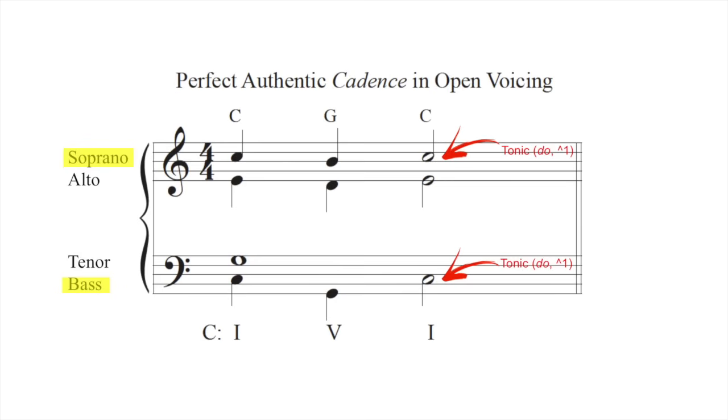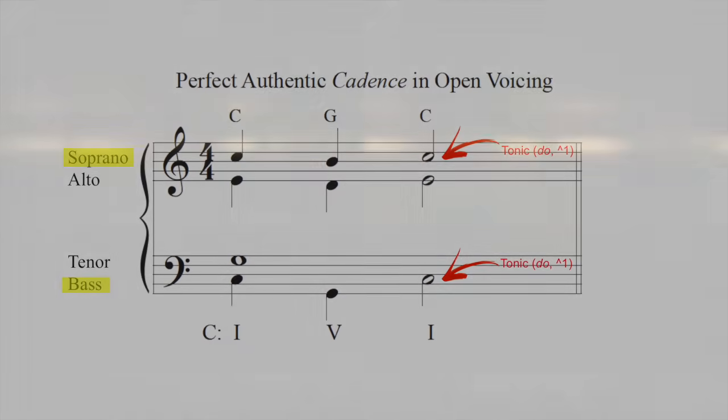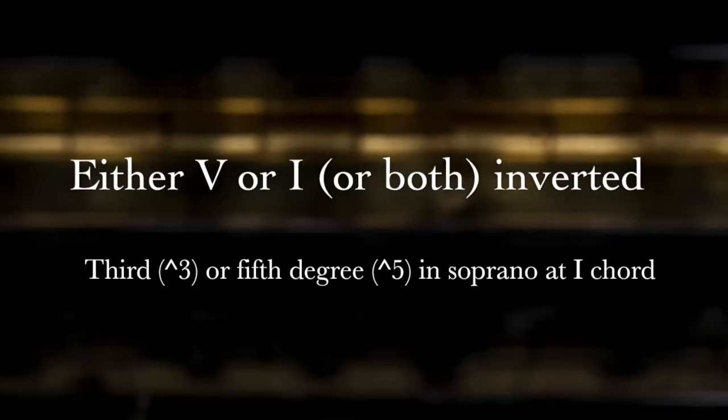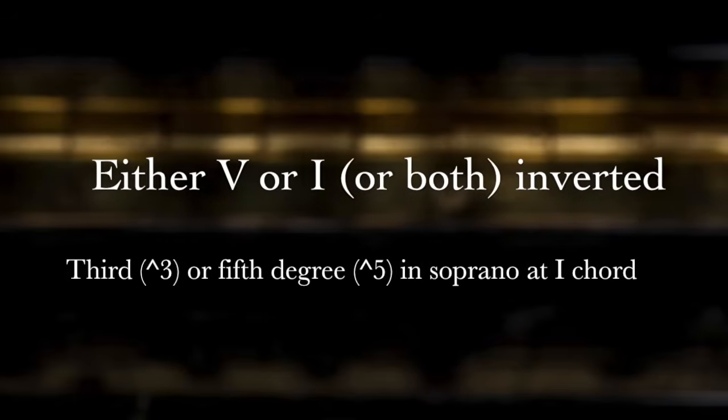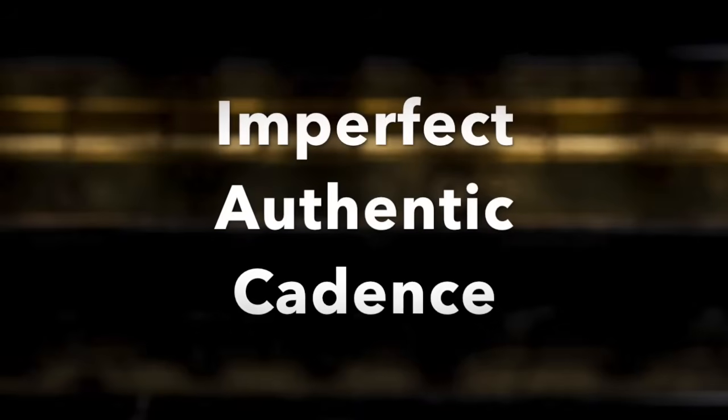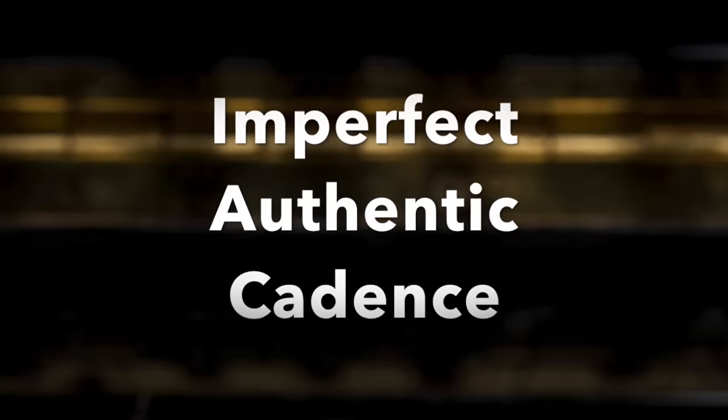However, if the ending chords are dominant to tonic with either chord inverted, or if the soprano does not sound the tonic degree, the resulting cadence is imperfect authentic, meaning conclusive but not as conclusive as the perfect authentic.